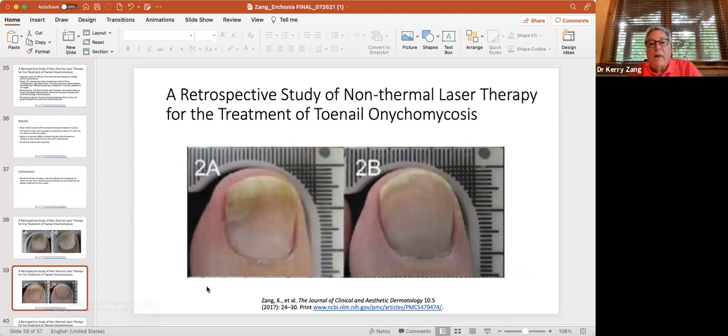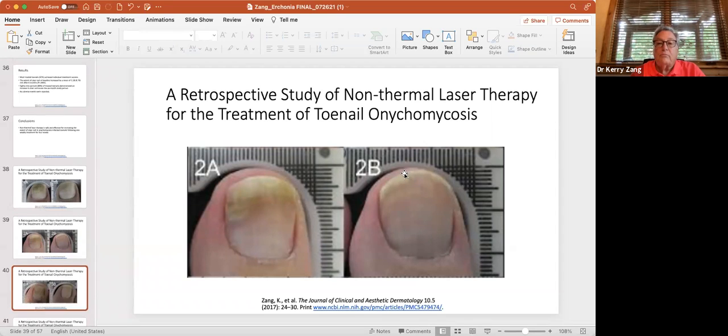Again, first laser treatment, second laser treatment, and it's either here or here. It's hard for me to see on this one. But again, at 26 weeks, you can see the growth, and this just grew out a clear nail.